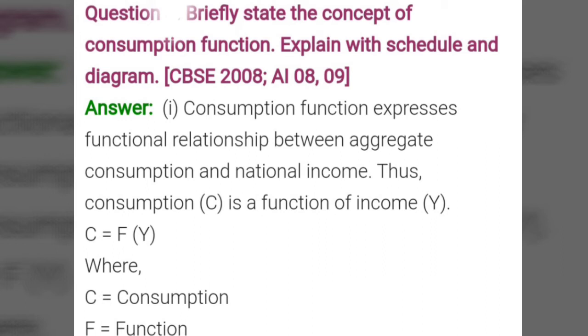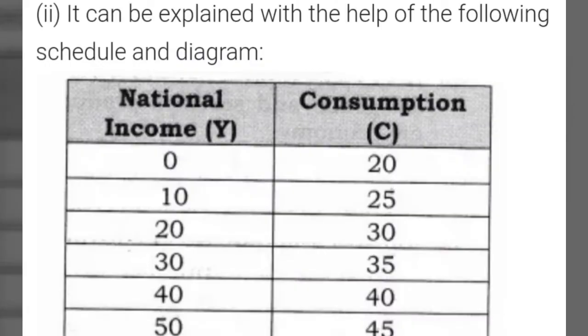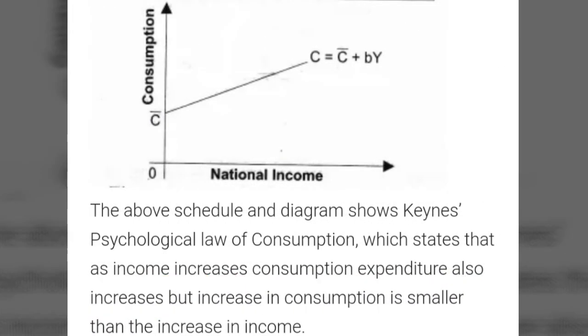You can see the national income is given, the level of consumption is given. Now we are starting from 0 and we are consuming 20. The above schedule and diagram shows Keynes' psychological law of consumption, which states that as income increases, consumption expenditure also increases, but the increase in consumption always remains smaller than the increase in income. You can see national income is going up, but not as much as the consumption expenditure. This is another question for you to make a note in your notebooks.